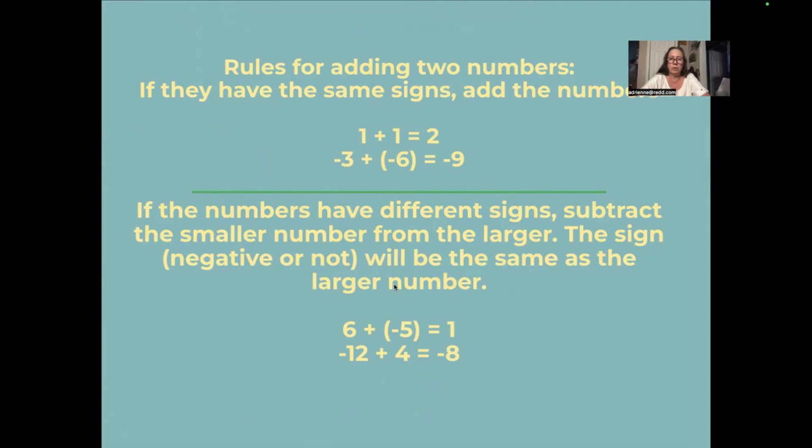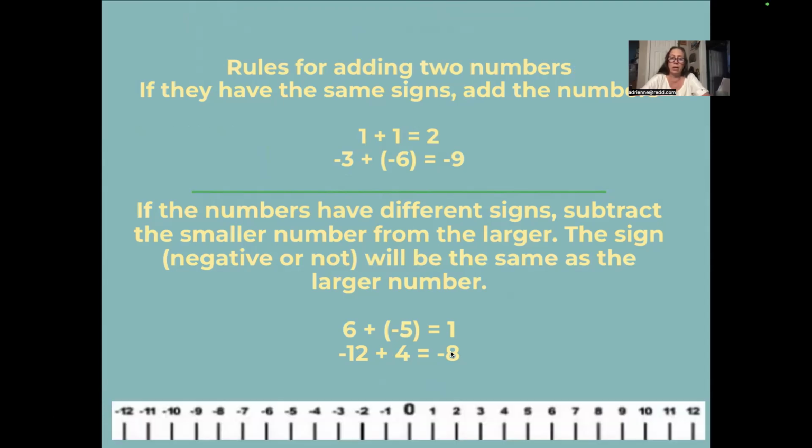If the numbers have different signs, then you subtract the smaller number, here it's 5, from the larger number, and the sign of what you get will be the same as the larger number. Here we've got -12, and it has a negative sign. We subtract 4 from 12, we get 8, but 12 is the larger number, and so the answer is going to be -8. That still seems like a lot of rules, and so I want to try to do it on a number line so that it makes a little bit more sense.